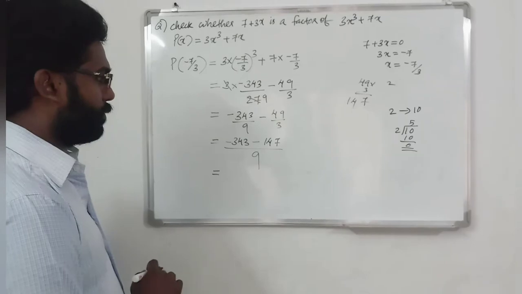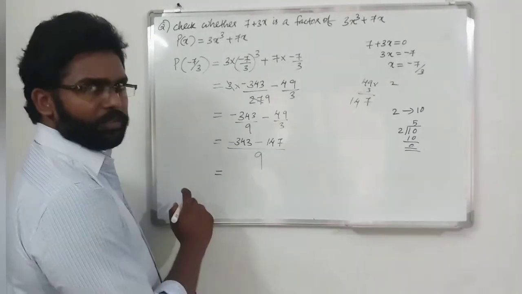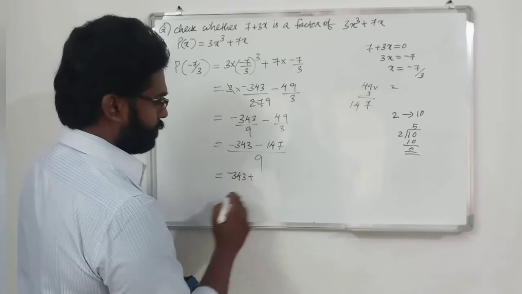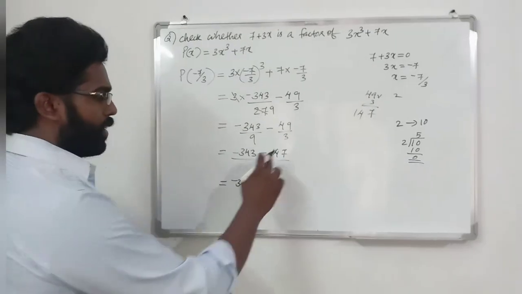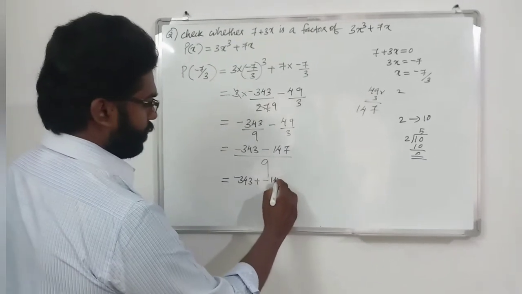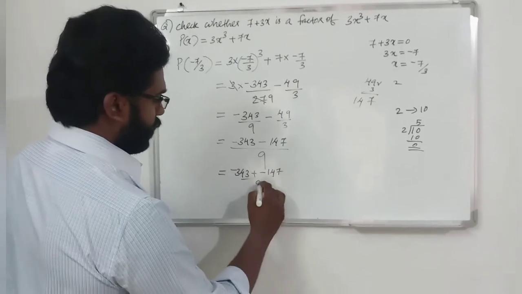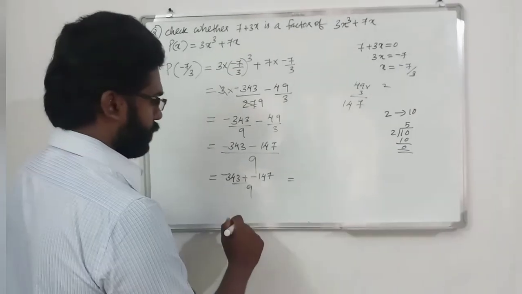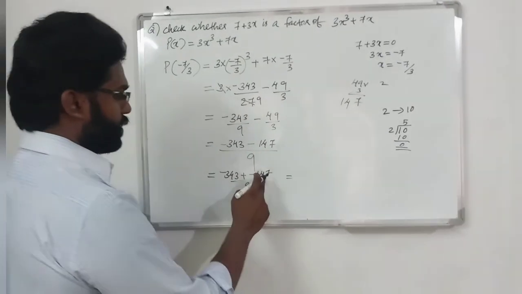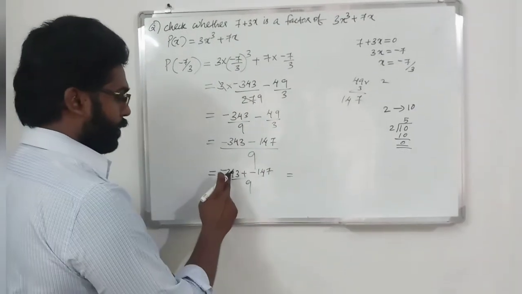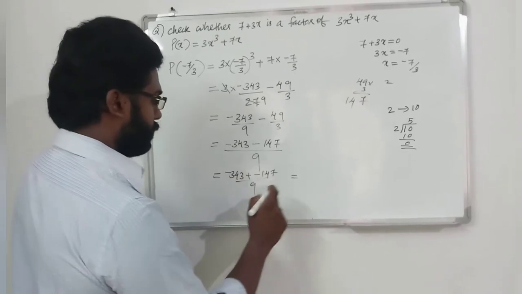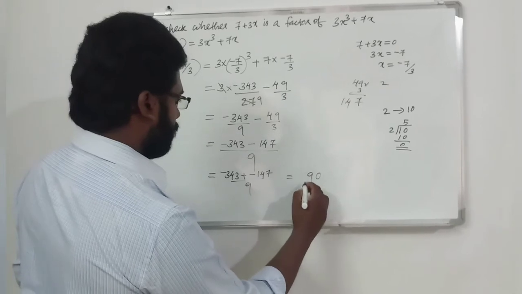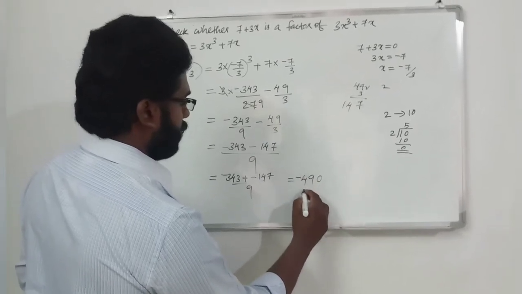Both are negative. Subtraction of integers: minus 343 plus the additive inverse of the second one, minus 147 by 9. Both are negative numbers, so we add them: 343 plus 147 is 490. So minus 490 by 9.